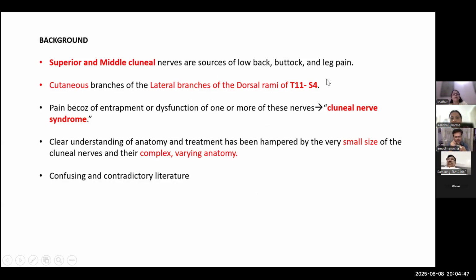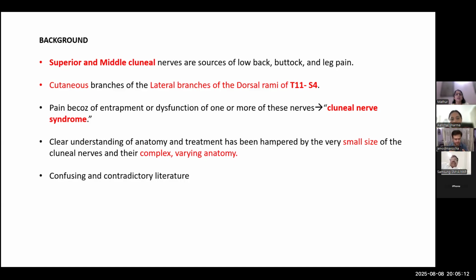So a bit about the background. The superior and the middle cluneal nerves are sources of low back, buttock, and leg pain. They are the cutaneous branches of the lateral branches of the dorsal rami of T11 to S4. And they cause pain because of entrapment or dysfunction of one or more of these nerves. And this leads to cluneal nerve syndrome.